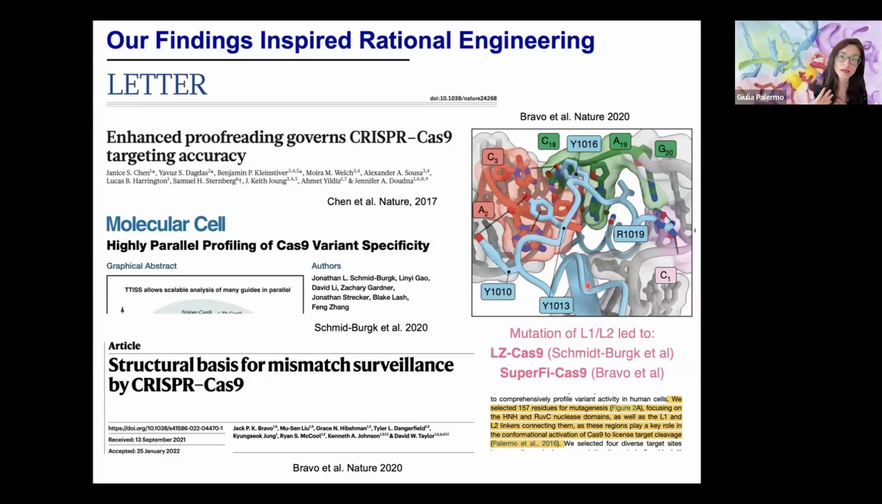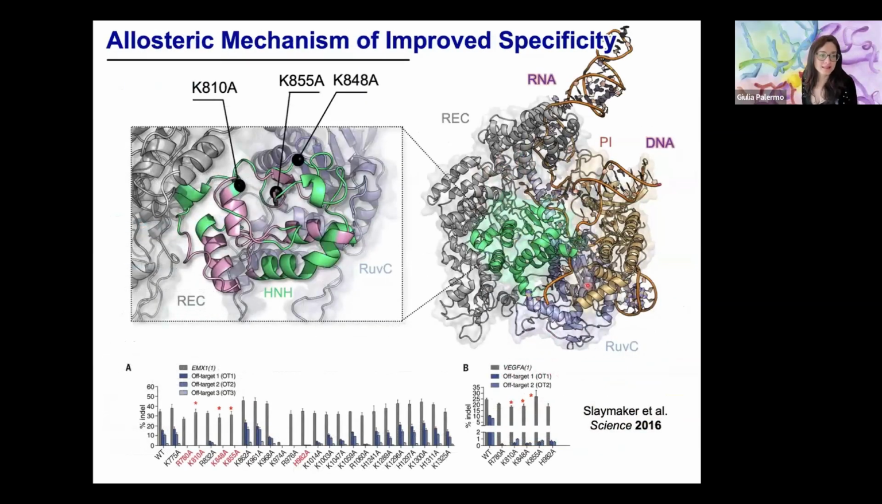So this opens an important hypothesis, the hypothesis that allostery has something to do with specificity, or that CRISPR-Cas9 improves the specificity against off-target effect by leveraging the communication between the recognition site and the nuclease site. So that's why we decided to start studying this specificity enhancement of Cas9, starting from three mutations in HNH that improve the specificity. We focused on these three lysine to alanine mutations that are located in HNH and are adjacent to a pathway that we identified to maximize the communication between the recognition site and RuvC.